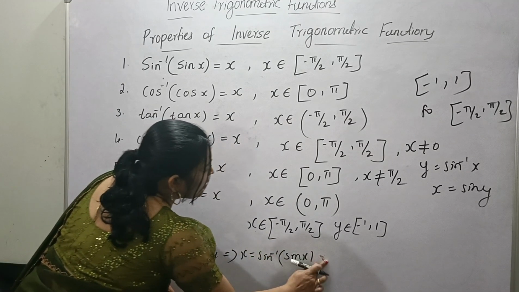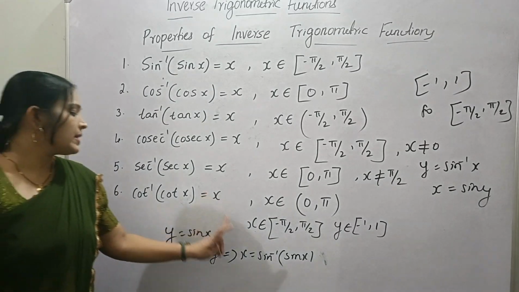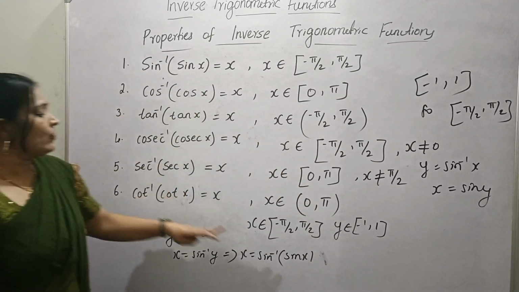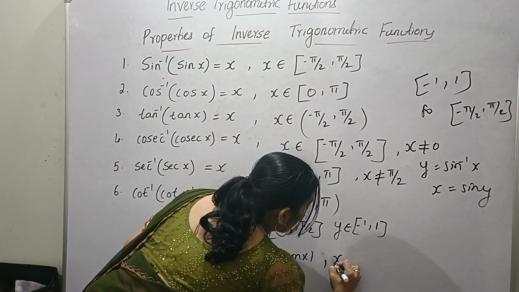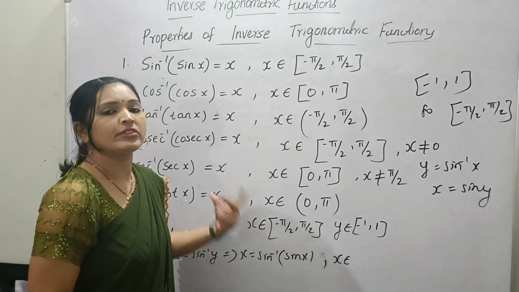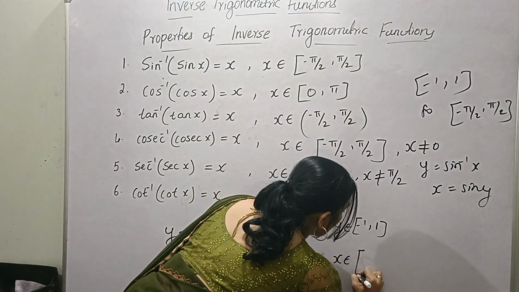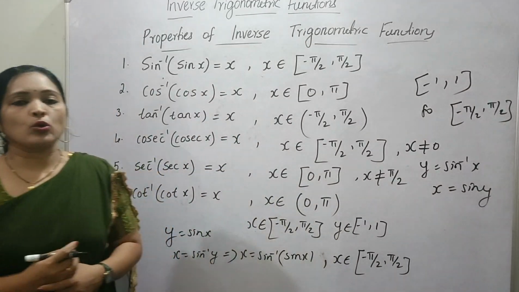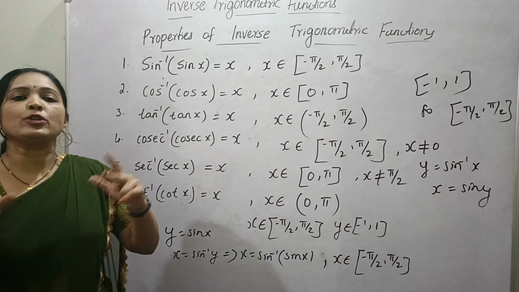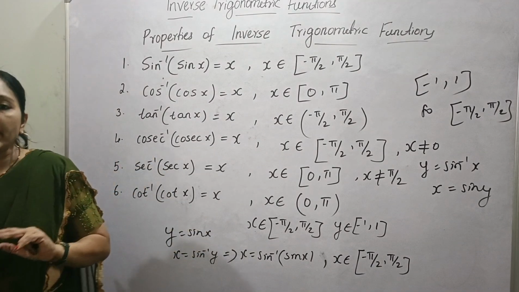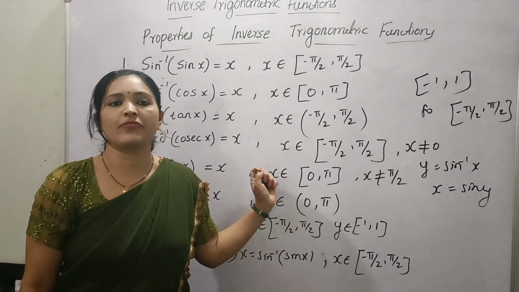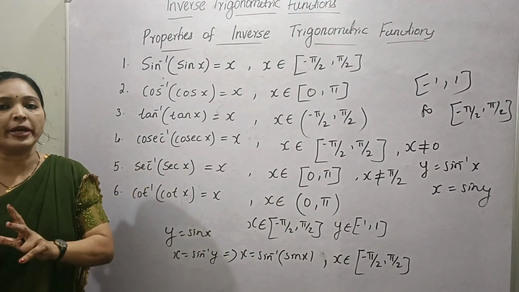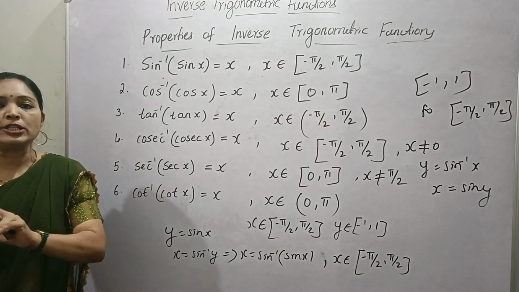So sine inverse of sine x. So here we have got x is equal to sine inverse of sine x. Here, what is x? It is nothing but an element of the domain of the sine function, right? That is, x belongs to the closed interval minus pi by 2 to pi by 2. The closed interval minus pi by 2 to pi by 2 is the domain of the sine function and the range of the sine inverse function. So here x is nothing but an element of the domain.